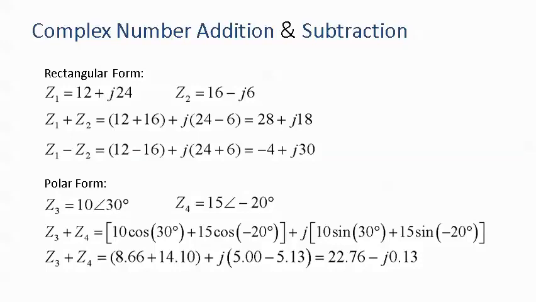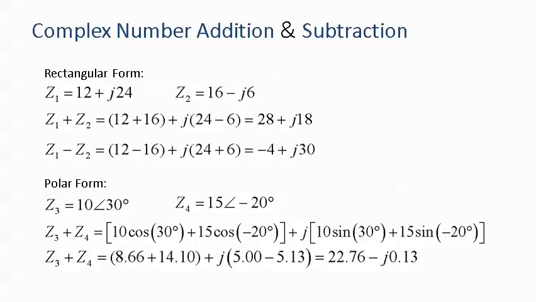Now, let's see how this works. Complex numbers have to be added and subtracted. They have to be multiplied and divided. So let's look at some of the issues. Let's start with addition and subtraction with complex numbers.